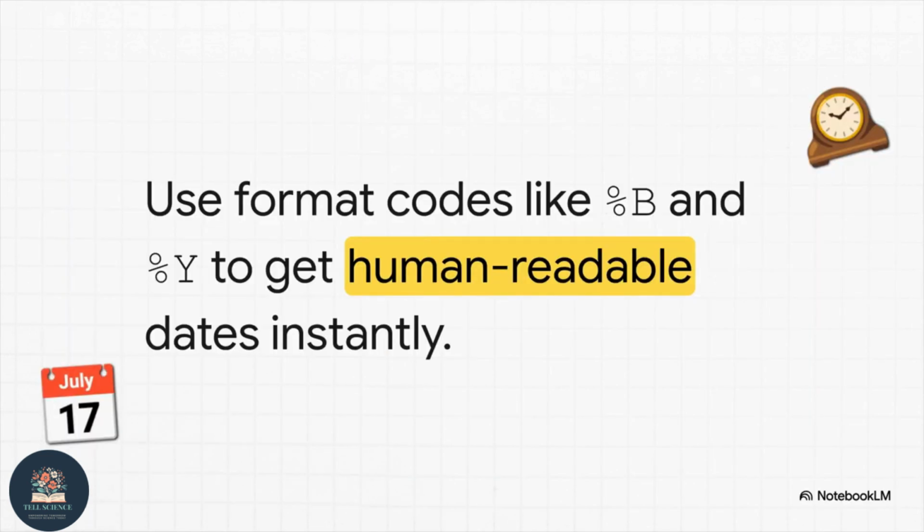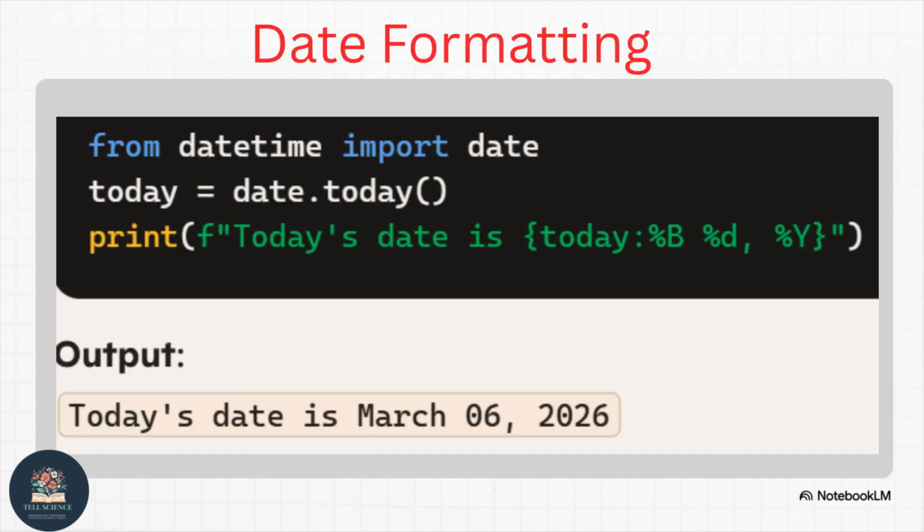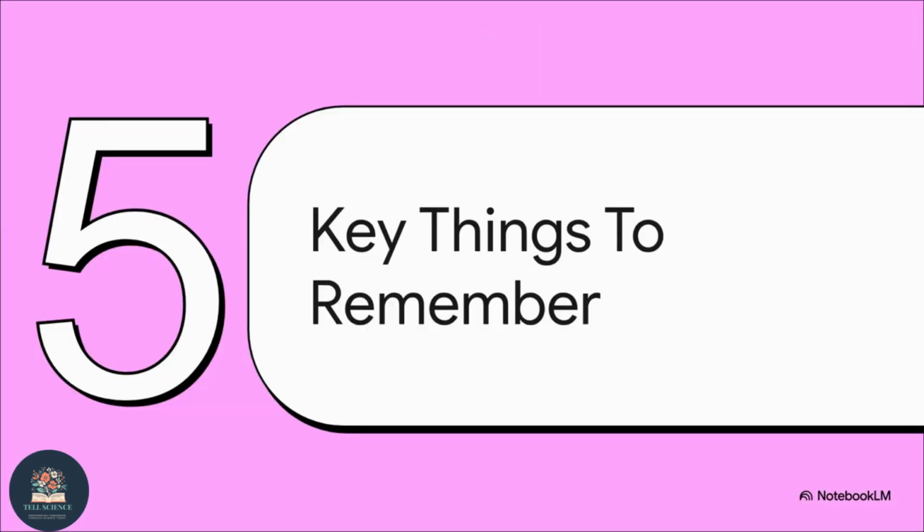F-strings are also amazing for formatting all kinds of objects, like dates. So here, we grab today's date, and then we can use all those familiar formatting codes, like %B for the full month name and %Y for the 4-digit year, to make it look exactly how we want. And check out that beautiful human-readable date. This just shows how incredibly flexible f-strings are. You can format pretty much anything you can throw at them. The possibilities are huge.